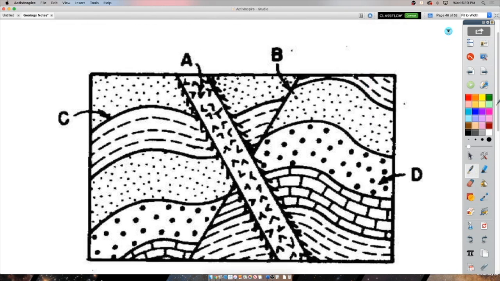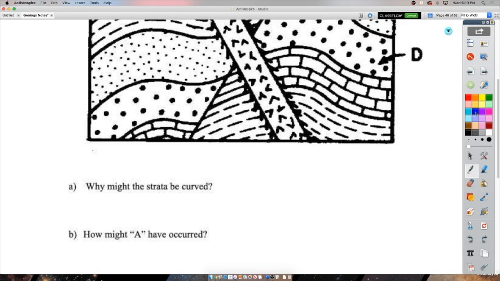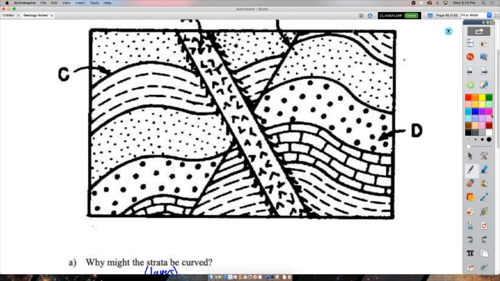Why might the strata be curved? So remember, strata just means layers, right? So notice how they're kind of wavy like this, right? They kind of have this wave to them. Does that look like something we might have seen a diagram of before? I don't blame you if you don't remember. It was a while ago, but remember when we were looking at earthquakes.